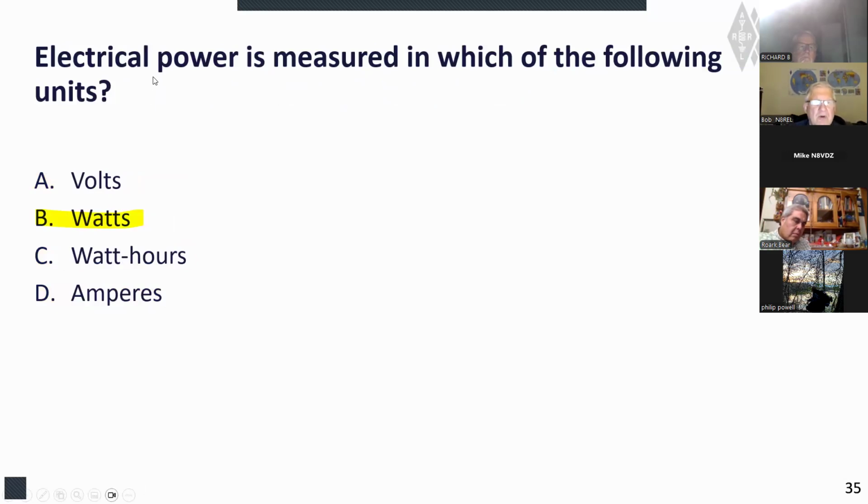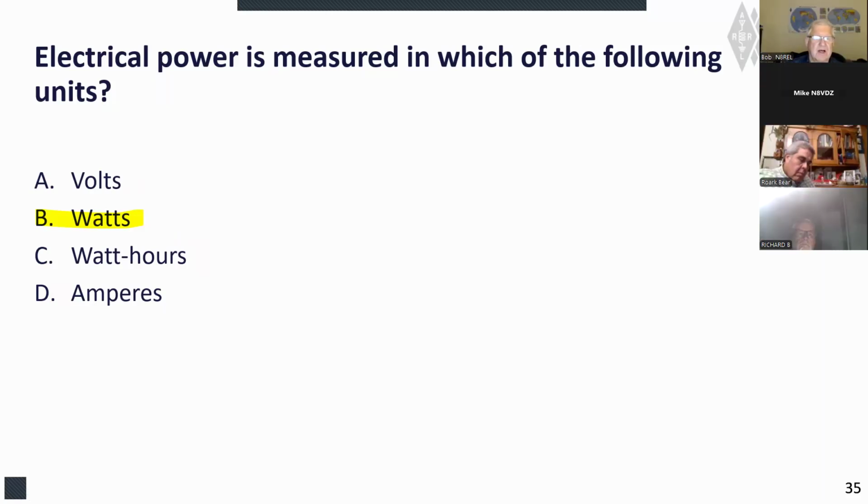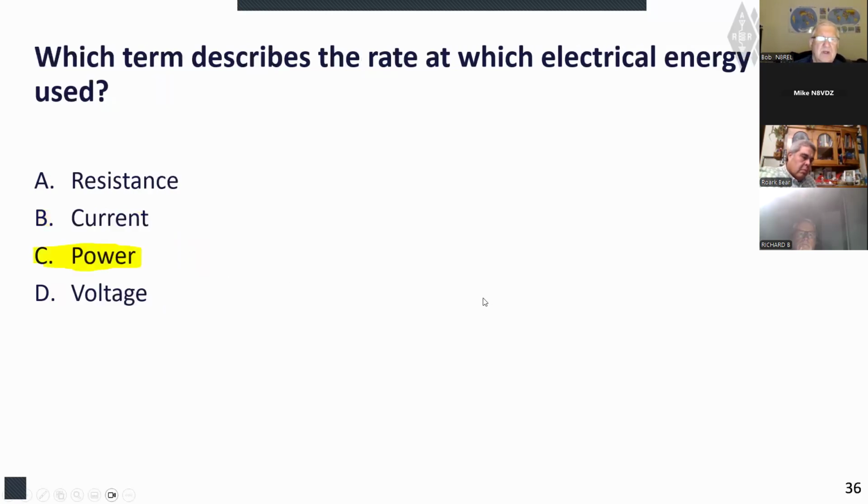Now we're going to start talking about power. And this is that second circle that Jerry told you to draw. You draw that circle, and P goes on top. It's power, which is watts. So electrical power is measured in watts. And what's the term that describes the rate at which electrical energy is being used? That's power, and it's measured in watts.